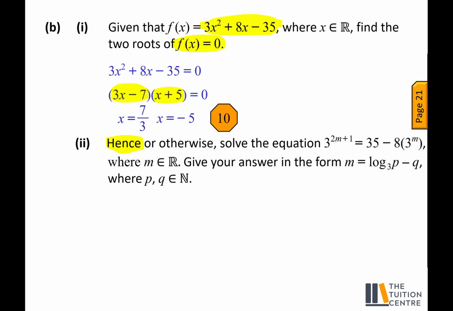And the word hence, of course, is saying use your answer from the previous part. We'll see where this comes into play in a moment, but it gives us the clue. It says solve this equation, 3 to the power of 2m plus 1 equals 35 minus 8 times 3 to the power of m. And there is a twist in the tail where it asks us to get our answer in a particular form, and we'll come to that in a moment. But as I always say to students, do the first step first, see where that leads you. Then, once you've done a certain amount of it, the second part doesn't look so hard. So this is where we're starting.